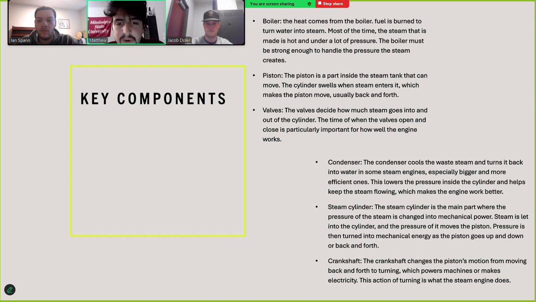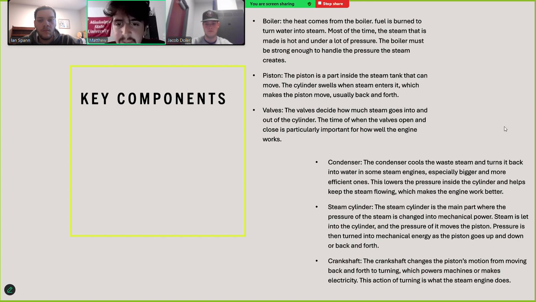Some key components of a steam engine are the boiler, piston, valves, condenser, steam cylinder, and the crankshaft. The heat comes from the boiler, where fuel is burned to turn water into steam. Most of the time, the steam that is made is hot and under a lot of pressure. The boiler must be strong enough to handle the pressure the steam creates.